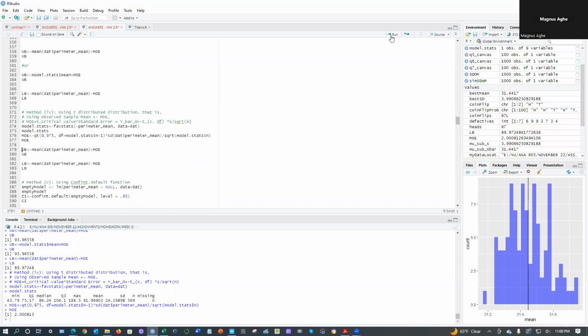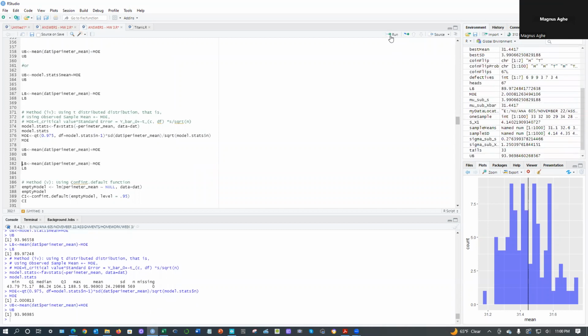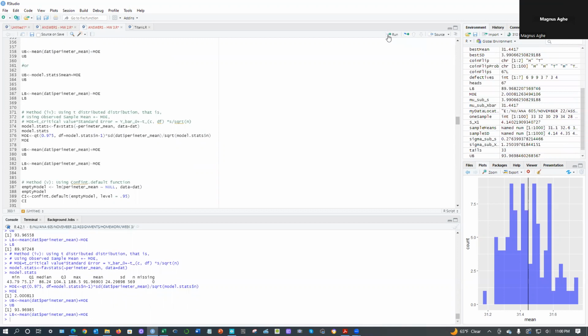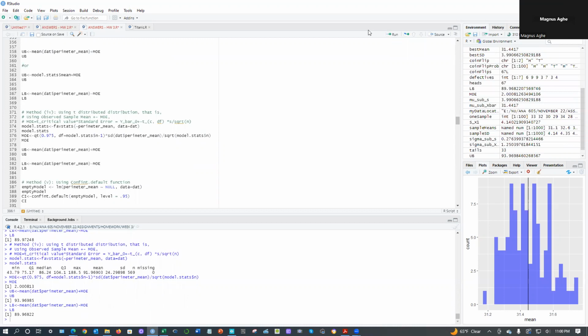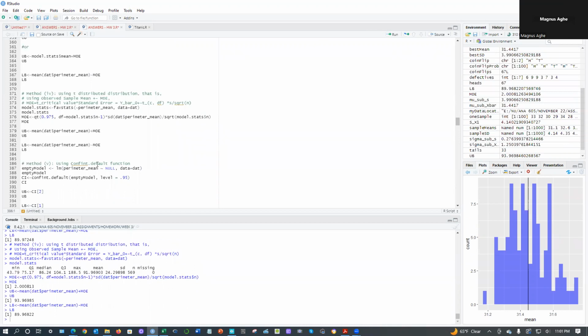Upper bound is nothing but mean plus margin of error. See, still get the same answer. Lower bound, you minus margin of error, still the same. Same thing. Okay, since we come to that straightforward one, let's go to the confint.